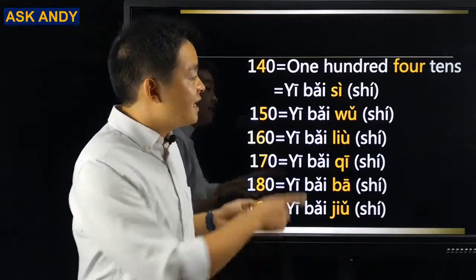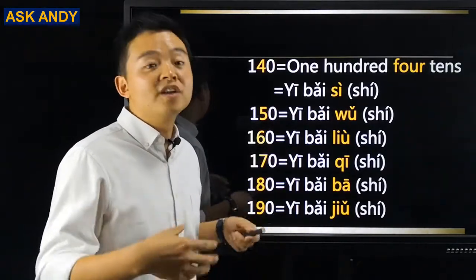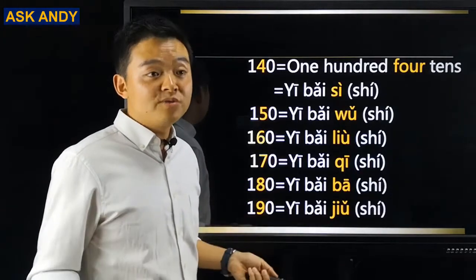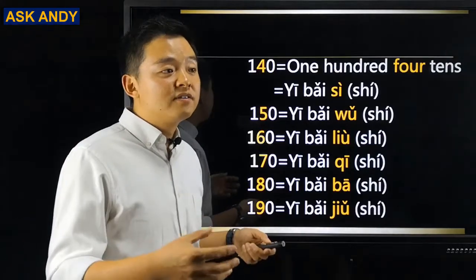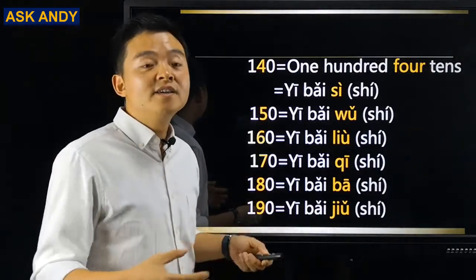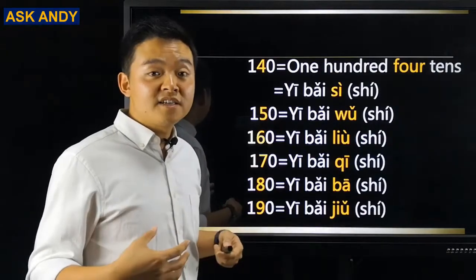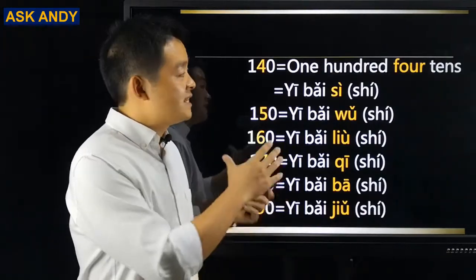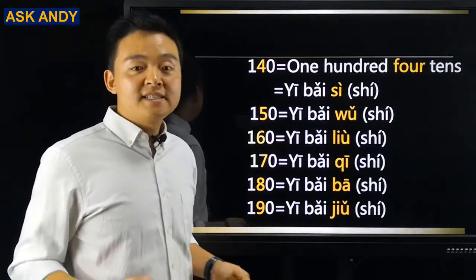And that 10 in the end, for the colloquial one, for spoken Chinese, you can omit it. But I don't recommend you to do that. That is for you to do the listening in HSK or for you to understand when native Chinese talk to you about that number. So when we are practicing here, I recommend you to keep that 10 in the end. So 140, that will be 140.